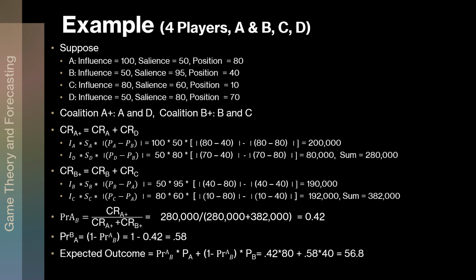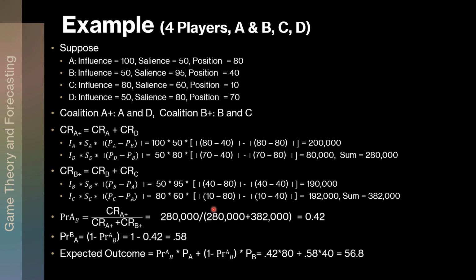We do the same thing for coalition B plus. The first line is B, and that's calculated, like I say, as before. We are literally subtracting 0 from it, so it's mathematically the same thing as before. And for player C, we multiply influence times salience times the difference in positions. We're going to find that it is equal to 80 times 60. Then here's their position, the difference between C's position and A, because A is what they're fighting against.